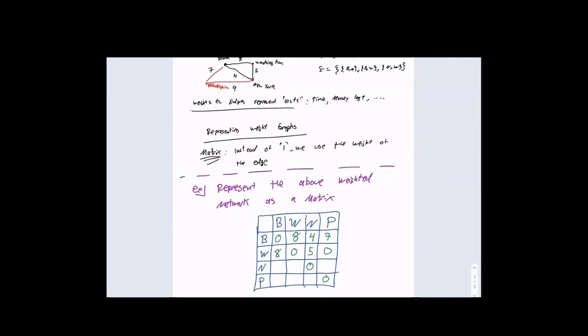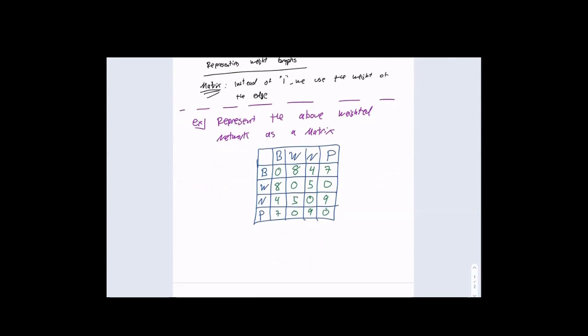New York to Boston? That will be 4. New York to Washington? 5. And New York to Philadelphia? 9. Philadelphia to Boston? 7. Philadelphia to Washington? 0. And Philadelphia to New York? 9.